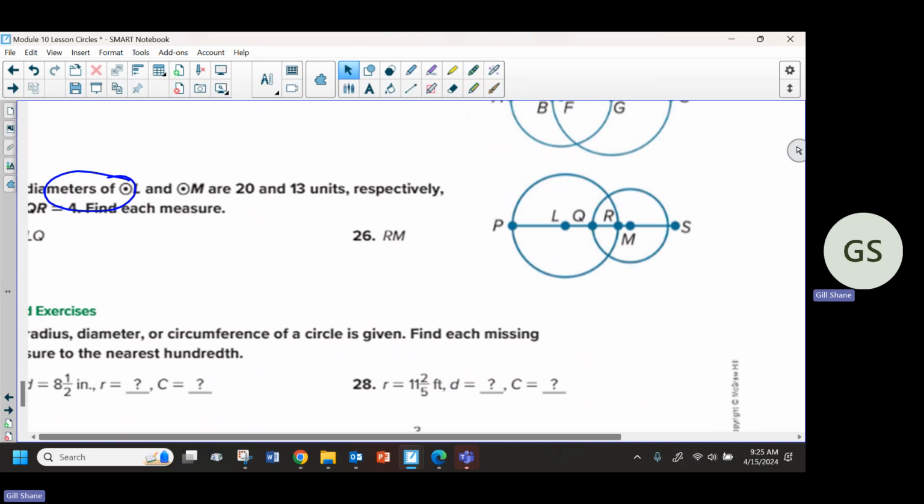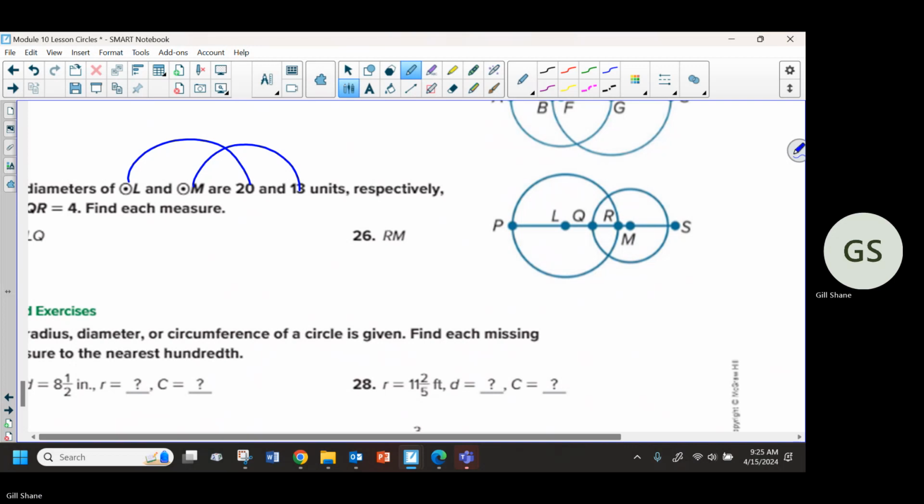There. L and M are 20 and then 13. What that means is when it says respectively, the diameter of L is the first number, the diameter of M is the second number. Sometimes I'll write it in the figure. I can't tell you what the EOC is going to do, so you would need to understand that's what that means. The first circle is the first number, second circle, second number.